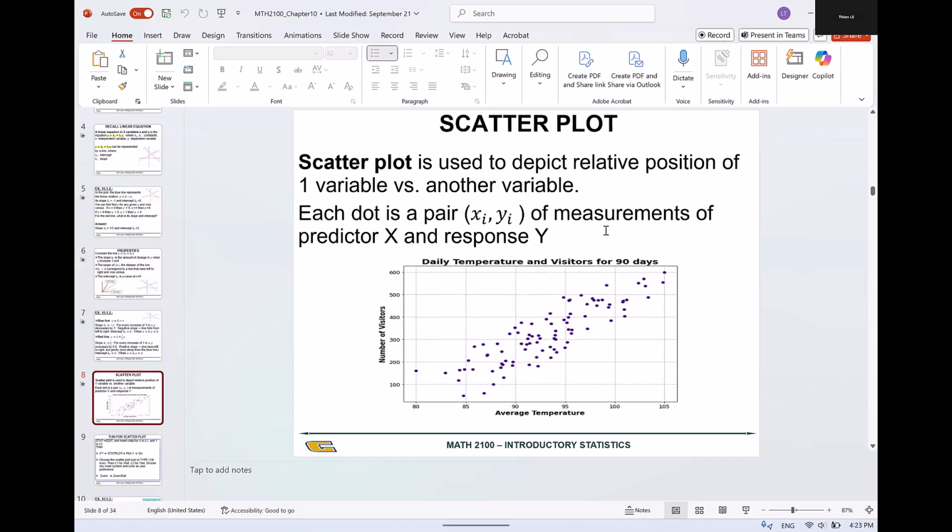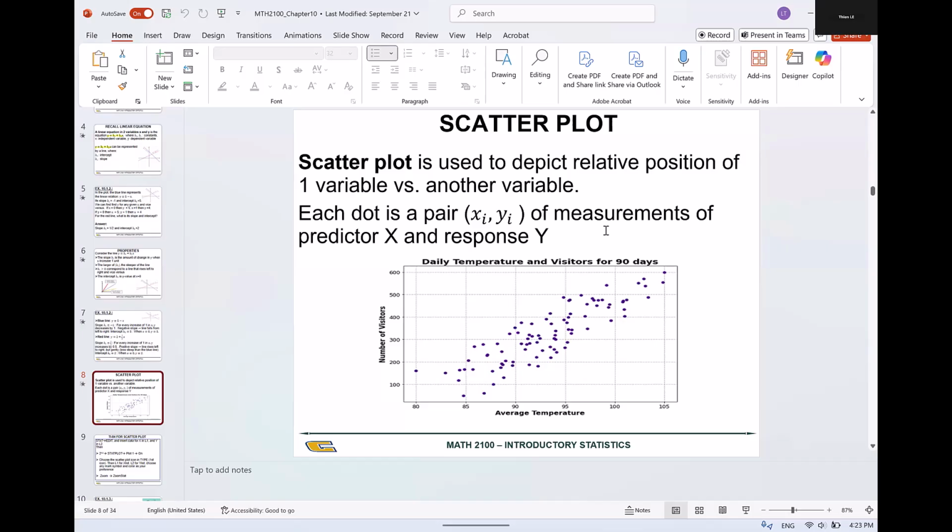So here each dot will be a pair of xi and yi for the predictor and response. Here we have a scatter plot where x is the average temperature and y is the number of visitors at the beach for 90 days. So you have 90 points here, each point corresponding to one average temperature of the day and the number of visitors.